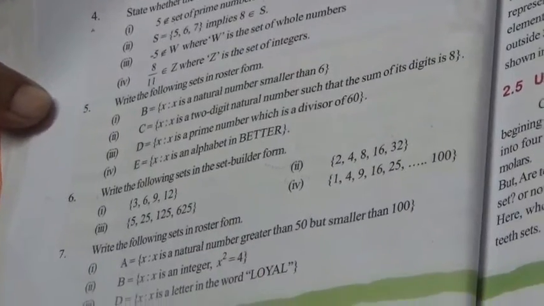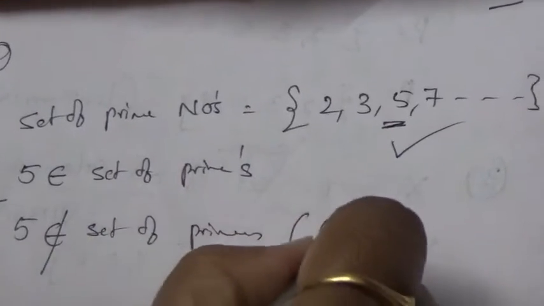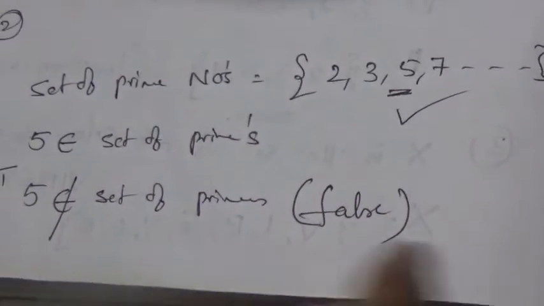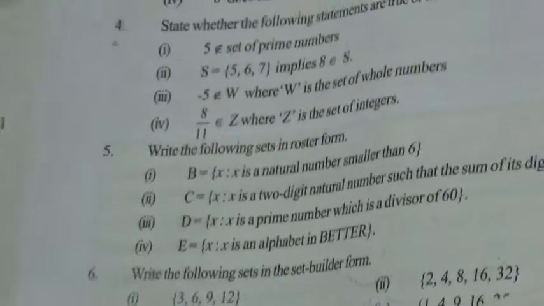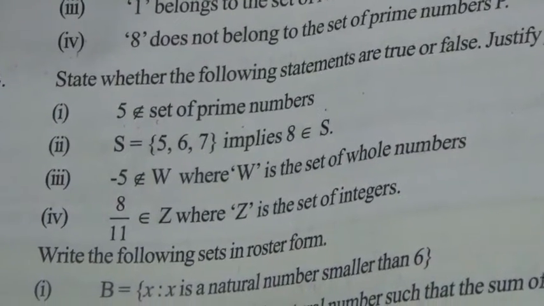But he was given that it does not belong to the set of primes. It is false, right? Yes. Then the second sum, S is equal to {5, 6, 7}. What was he given? 8 belongs to S. Is 8 there here? No, right? It is false.